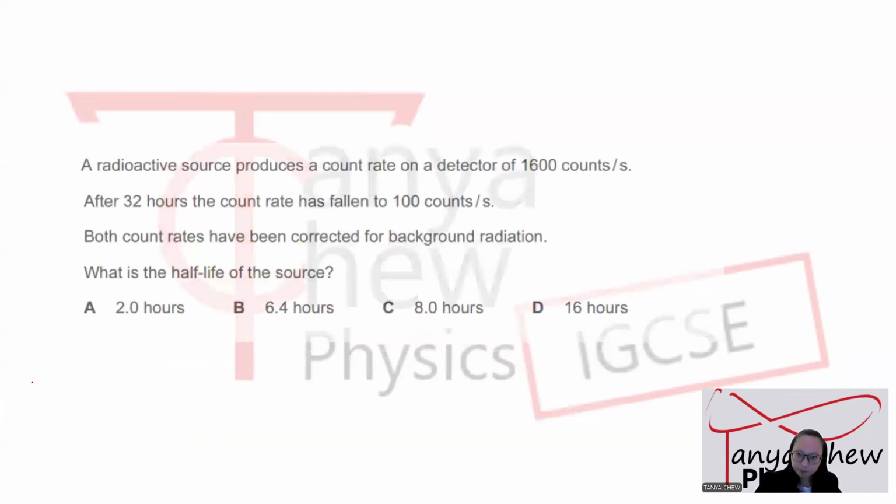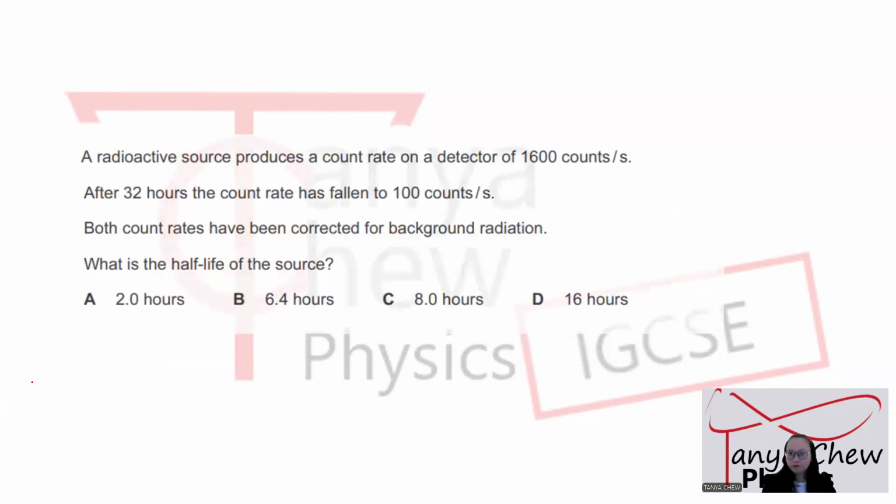The next one, text, no graph. It's just long sentences. A radioactive source produces a count rate on a detector of 1,600 counts per second. After 32 hours, the count rate has fallen to 100 counts per second. Both count rates have been corrected for background radiation.